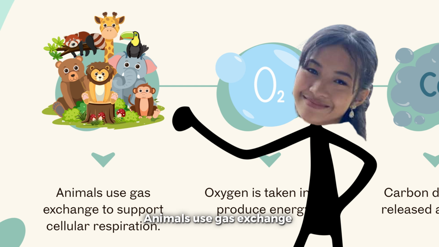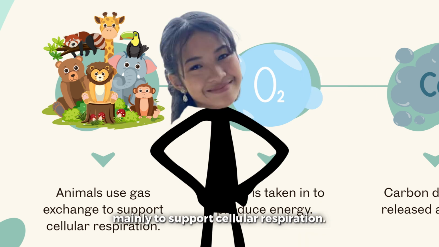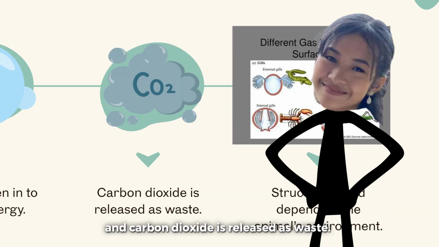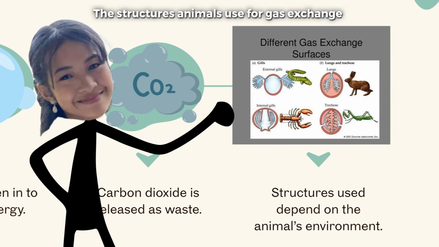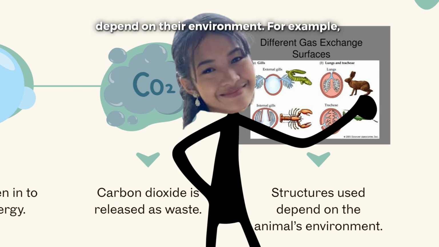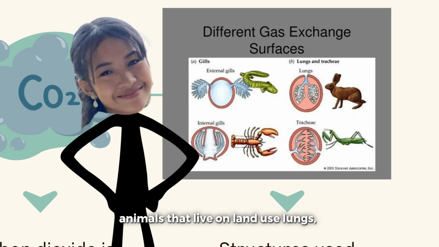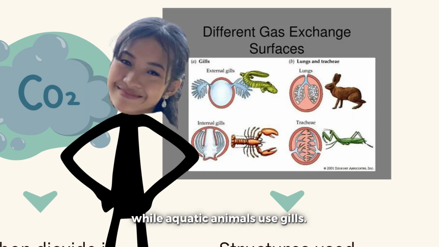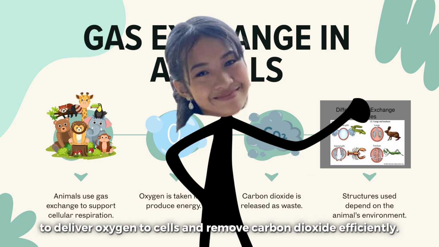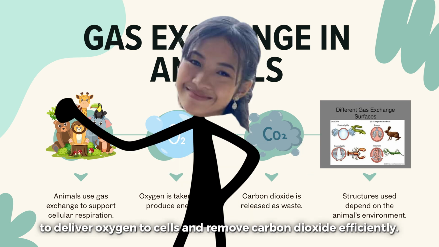Animals use gas exchange mainly to support cellular respiration. Oxygen is taken in to produce energy, and carbon dioxide is released as waste. The structure animals use for gas exchange depends on their environment. For example, animals that live on land use lungs, while aquatic animals use gills. Regardless of the structure, the main goal is the same: to deliver oxygen to cells and remove carbon dioxide efficiently.